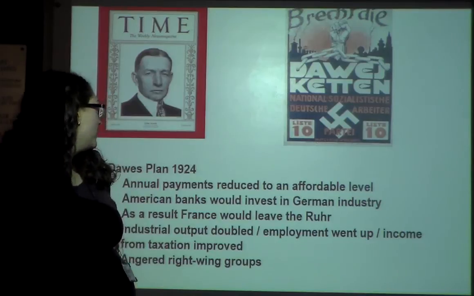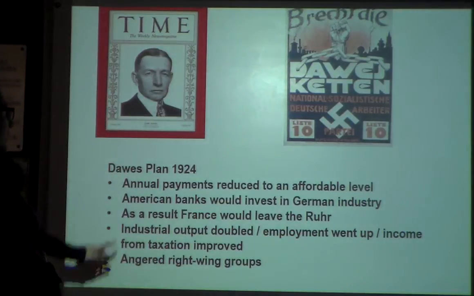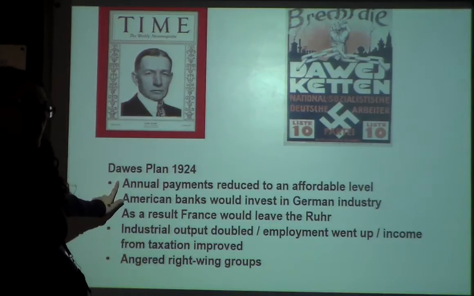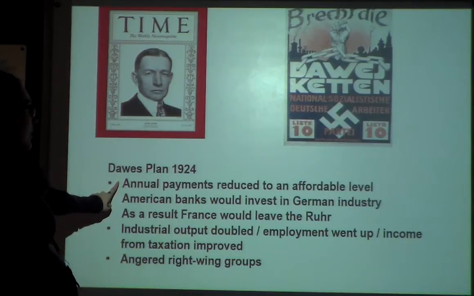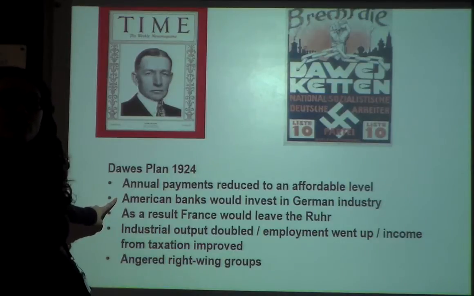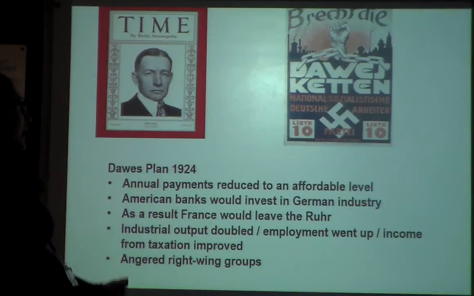Now if we look in more detail at the Dawes Plan, you can see that annual payments were reduced to an affordable level. There was more flexibility there. So the Germans weren't saying they wouldn't pay, they are prepared to pay, but it needs to be on a more flexible basis. So that brings stability. This next one is crucial. American banks would invest in German industry, and that injection of cash was vital. Remember, at the end of the First World War, Germany is bankrupt, so they need investment to get the factories going again, which will have knock-on effects.